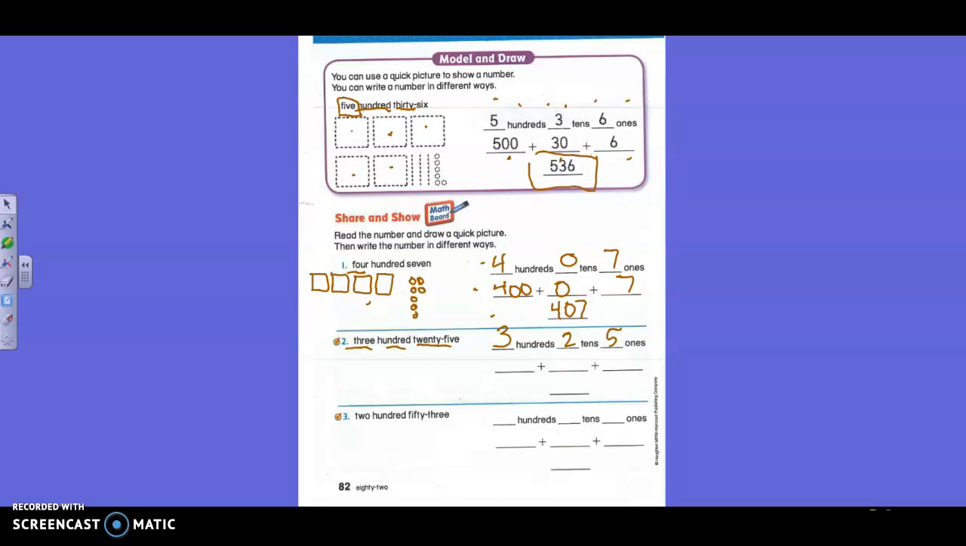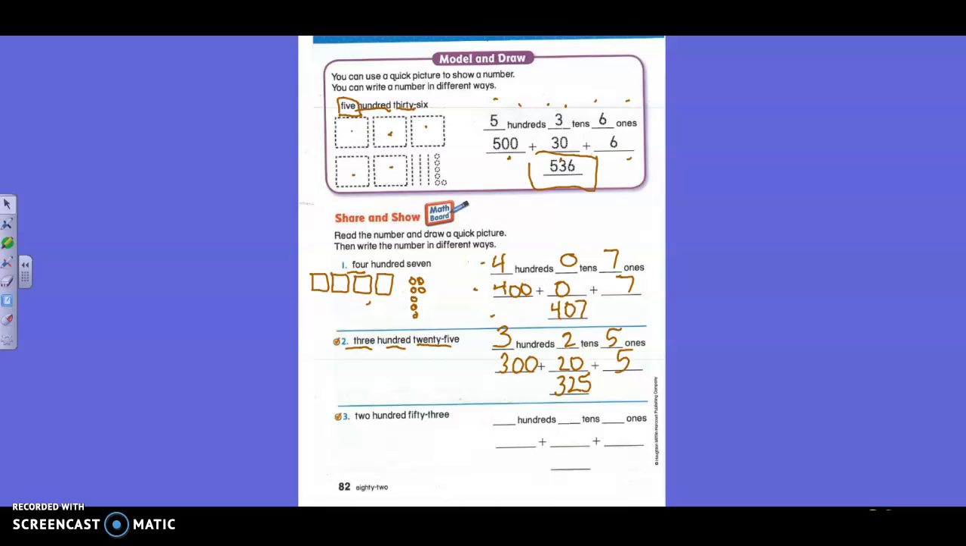So instead of drawing the picture right away, I'm just going to do the next one. What should this be? How many hundreds? 300. The number 300. The number 20. And the number 5. Okay, and then what's the final number down below going to be? 325. Now let's draw the picture.